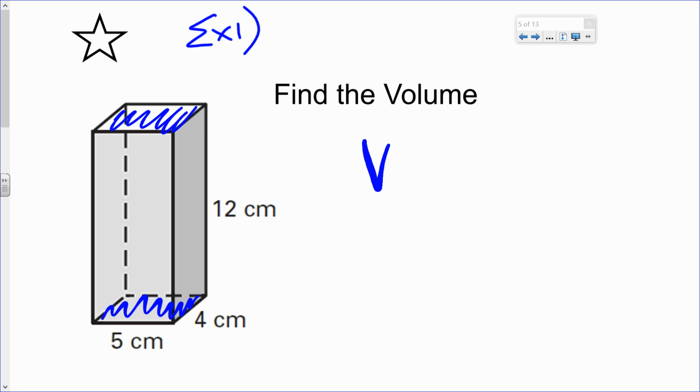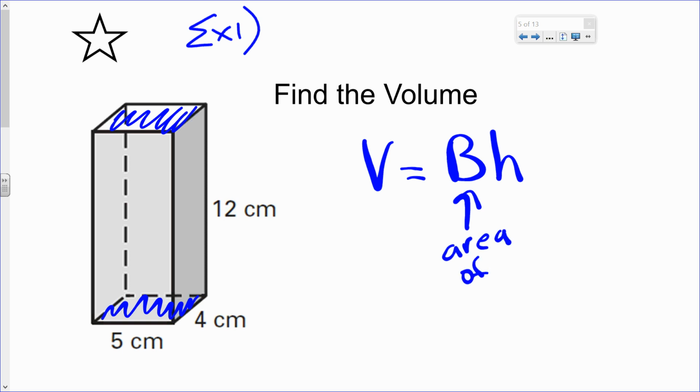Let me write down the formula. Write it down with me. V, this comes straight from our reference sheet, equals capital B times H. That's pretty easy. It's pretty basic. But what does capital B mean again, Ataide? Area. It doesn't mean base. It means the area of the base, right?